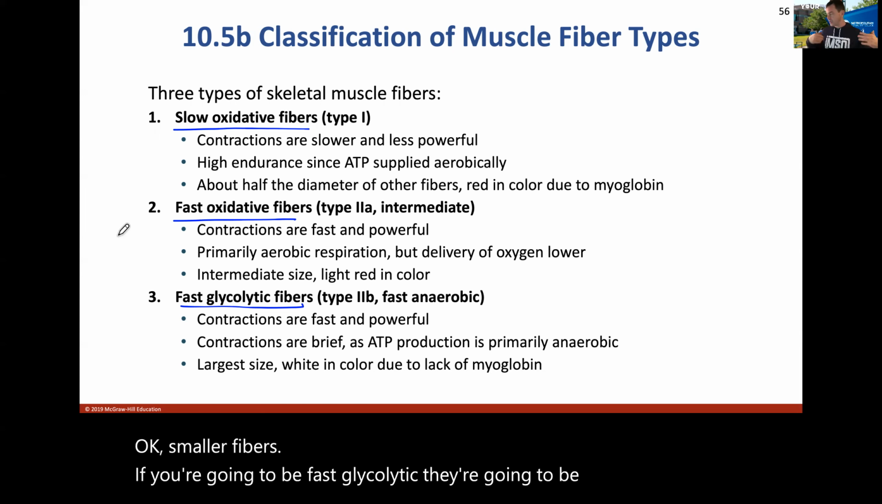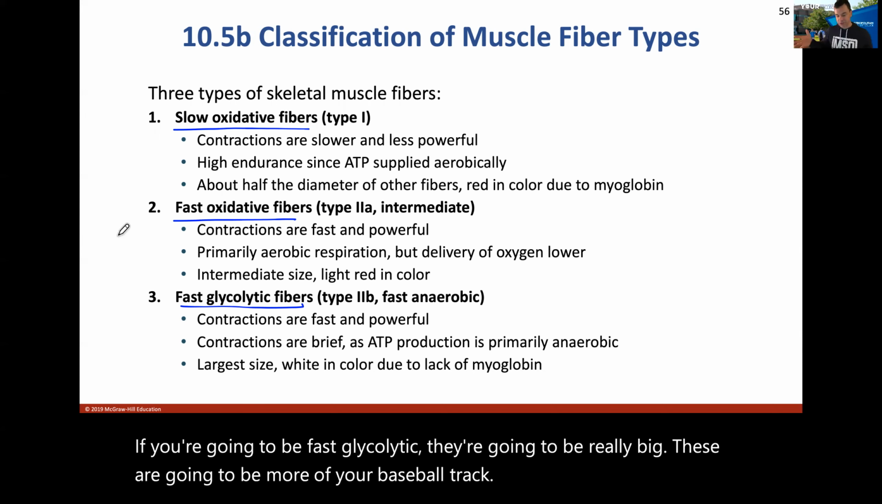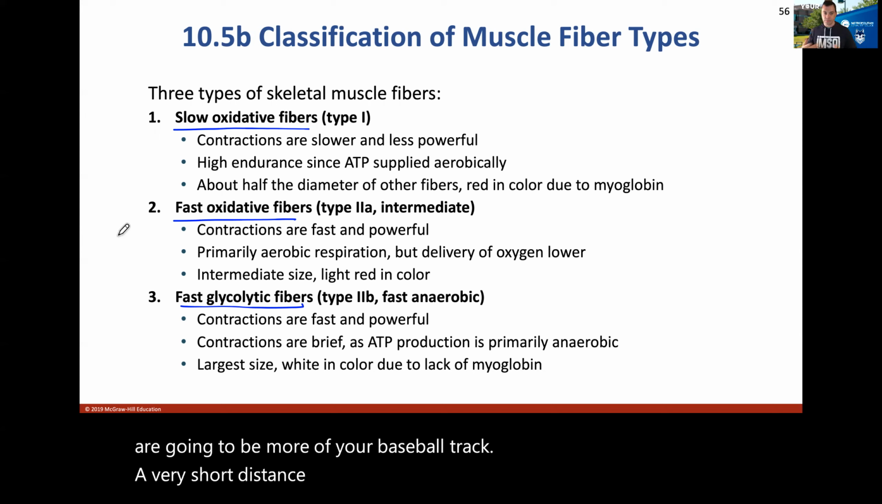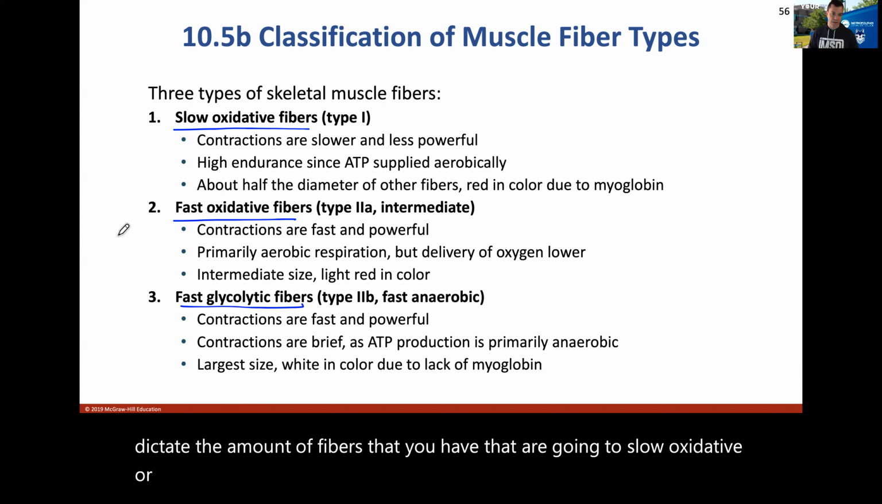These are going to be more of your baseball, track, very short distance, the sprints. So the way you train will dictate the amount of fibers that you have that are going to be slow oxidative or fast oxidative or fast glycolytic.